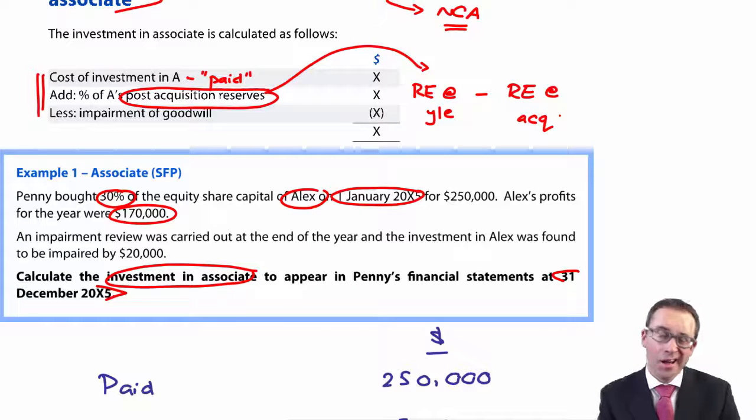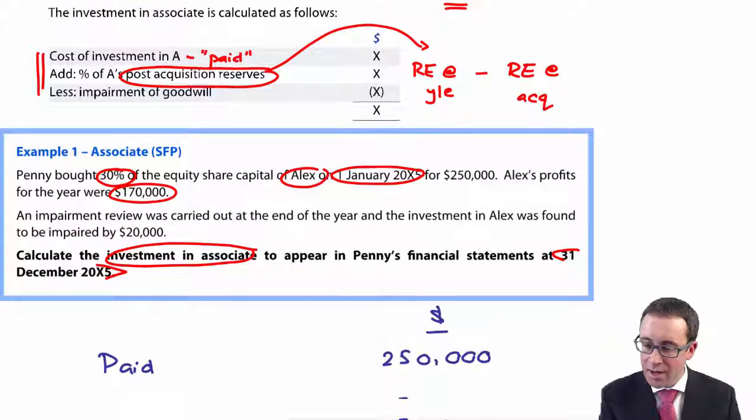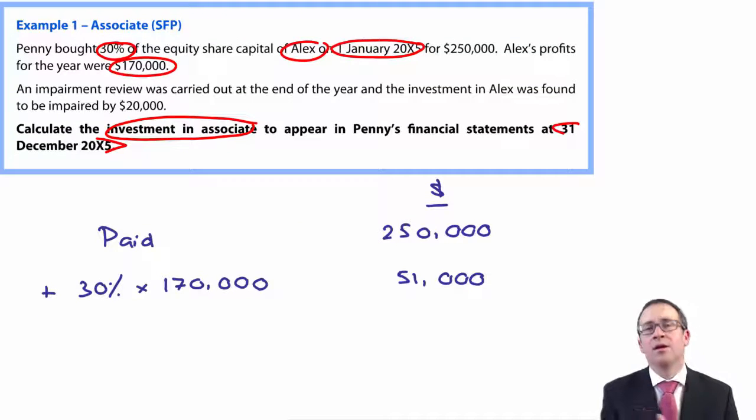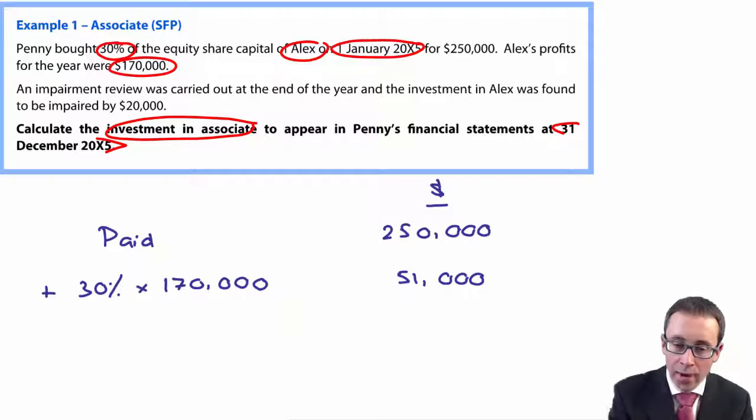Here we bought the subsidiary at the start of the year, and as we bought it at the start of the year, we just need to look at the profits for the year, don't we? Because they are the post-acquisition profits. Take our 30% share and away we go.